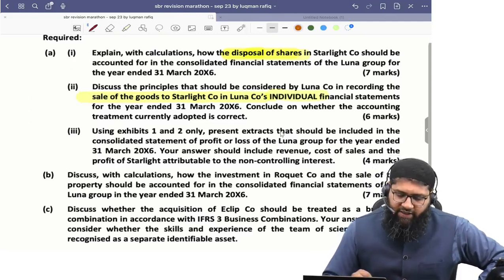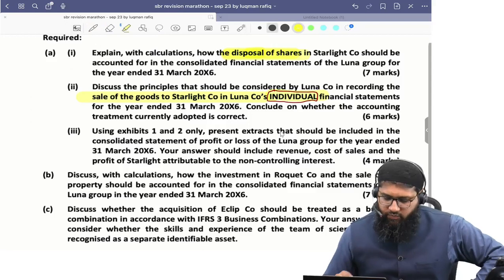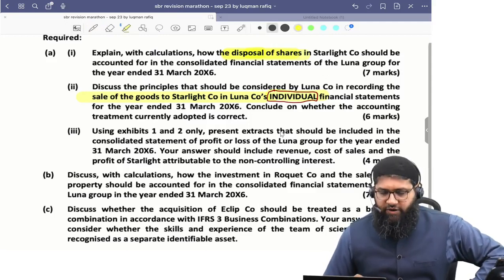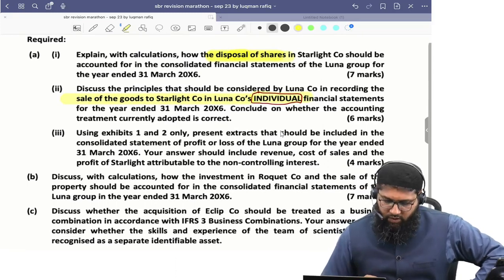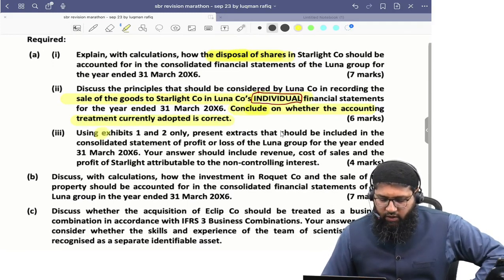See, a very important focus is here on the individual financial statements, right? For the year ended 31st March X6, conclude on whether the accounting treatment currently adopted is correct. So you have to conclude on the current accounting treatment also. Then it says using exhibits 1 and 2 only, present extracts that should be included in the consolidated statement of profit or loss for the year ended 31st March X6. Your answer should include revenue, cost of sales, and profit of Starlight attributed to NCI.